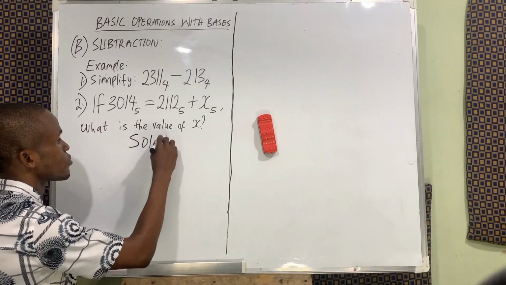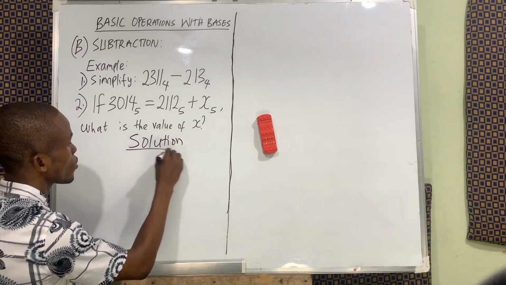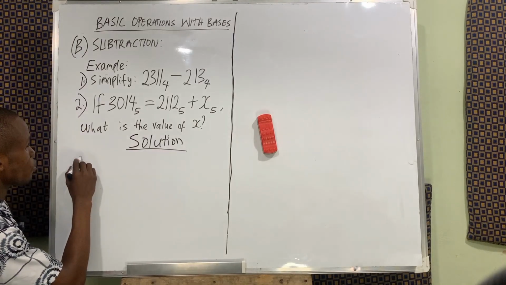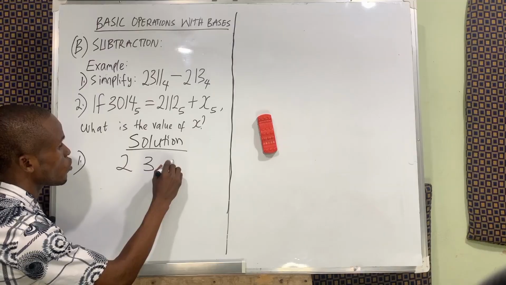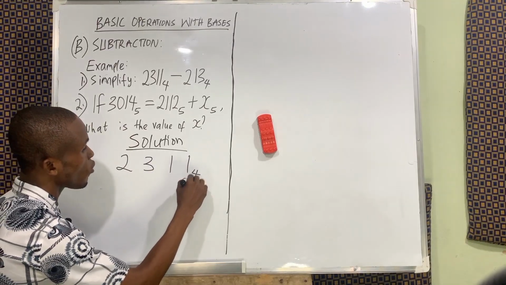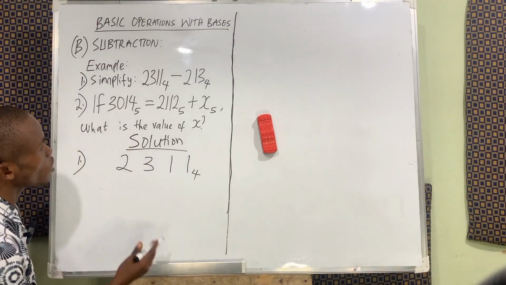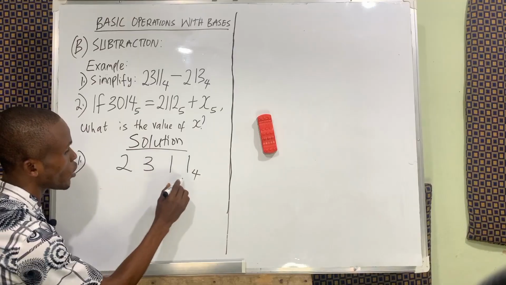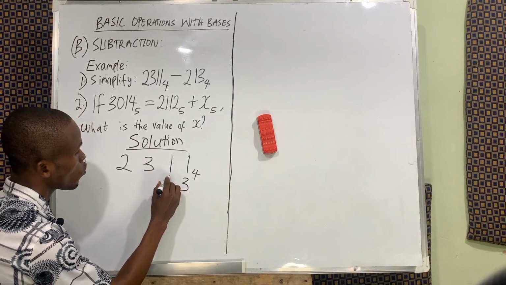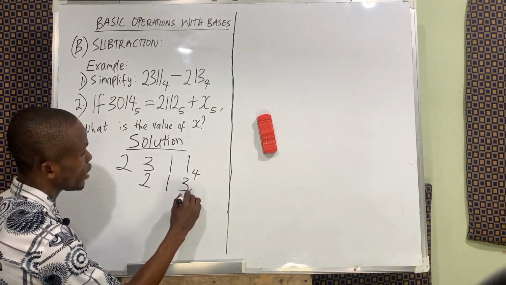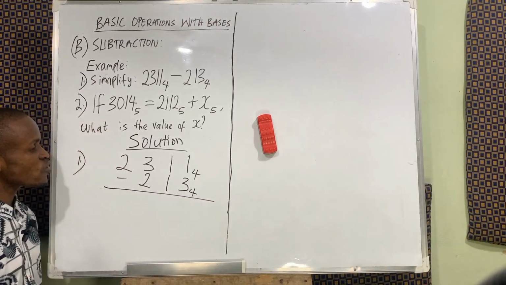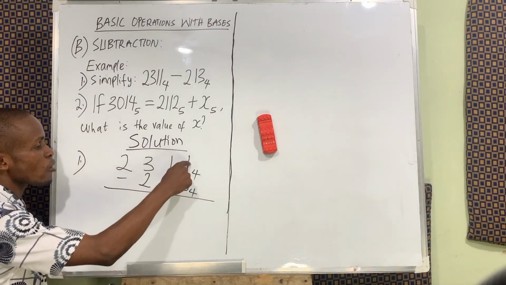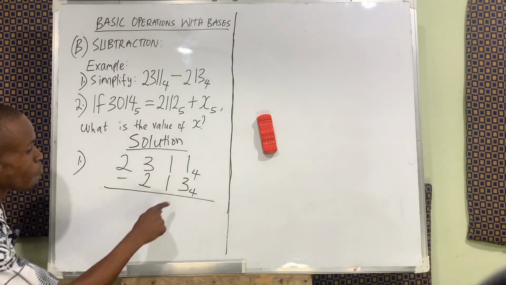Solution. The question is, number 1, simplify 2311 in base 4 minus 213 in base 4. So we arrange it this way, with 213 in base 4 below, and the subtraction sign is there. Now we subtract the first number here, and then we have 1 minus 3.